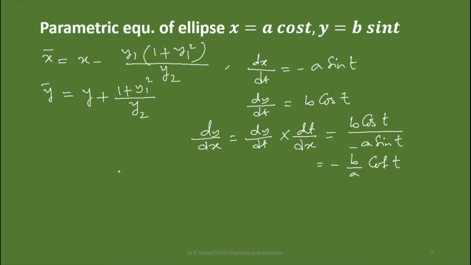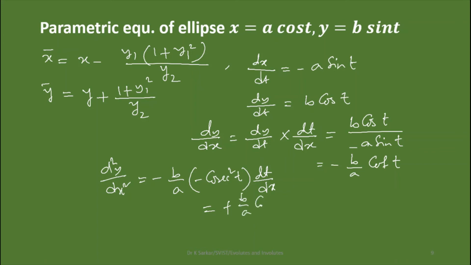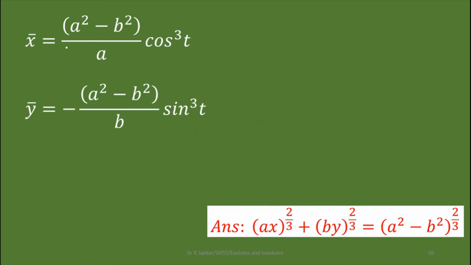Now you can find d2y dx2. D2y dx2 is minus b by a times minus cosec square t dt dx. So minus minus plus b by a cosec square t into dt dx, and dt dx is 1 by minus a sin t. So we have minus b by a square 1 by sin cube t. Now put the values of dy dx and d2y dx2 in x bar and y bar. We will get x bar equals to a square minus b square by a cos cube t, y bar equals to minus a square minus b square by b sin cube t.